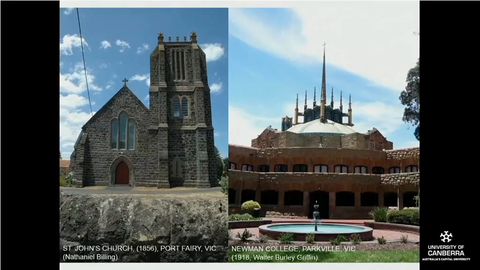Another example is Walter Burley Griffin's Newman College in Parkville of 1918, which is made out of Sydney sandstone. Now, I think Griffin had a particular liking for sandstone as a material, so he actually had all the sandstone shipped down from Sydney. Sydney sandstone shipped down to Victoria to build Newman College. Perhaps he didn't like bluestone that looks a bit more like this.